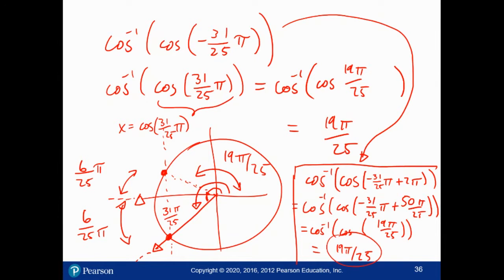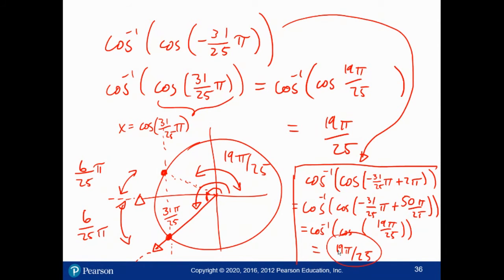So there's another way you could have gotten this answer. You can use the even property of cosine and then some symmetry arguments. Unfortunately, the even property of cosine put us in quadrant 3. Arc cosine is going to produce an angle in quadrant 1 or 2, so once we were in quadrant 3, we had to do some symmetry to get an angle in quadrant 1 or 2 that had the same cosine. As it turns out, we could have also just done a periodicity argument, taken our input of negative 31 over 25 pi, shifted it forward by 2 pi, and immediately landed in quadrant 2 and been done.